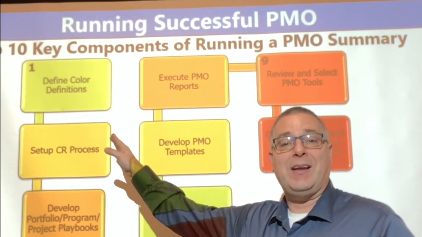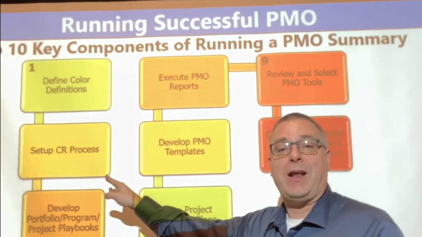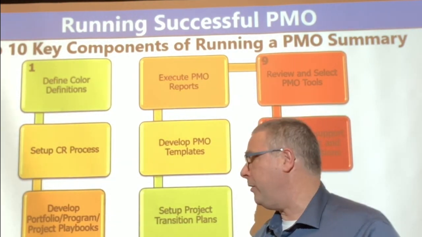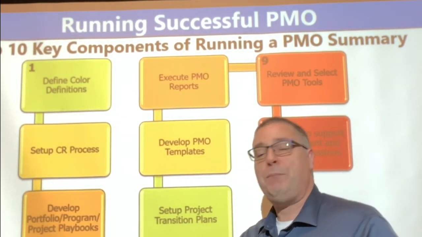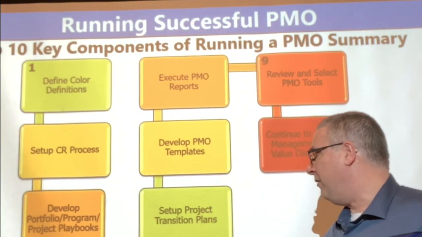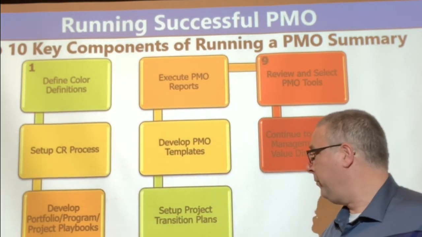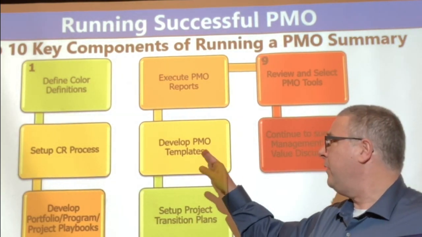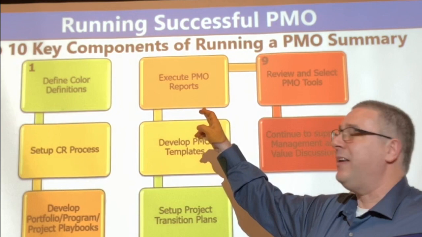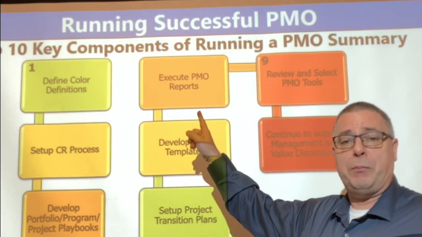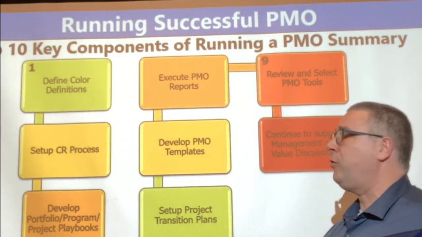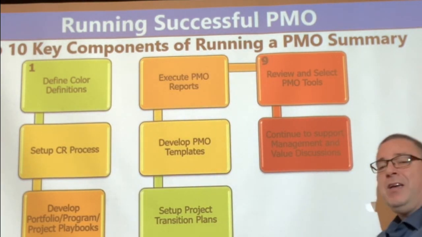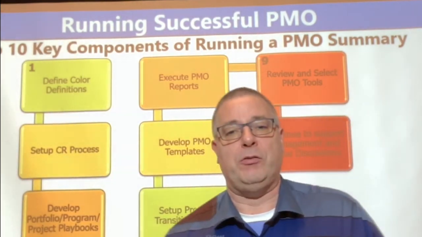Number 1, define color definitions. Number 2, set up the CR process. Number 3, develop portfolio, program, and project manager playbooks. Number 4, define PMO priority list. 5, define the PMO weekly checklist. 6, set project transition plans. 7, develop PMO templates. 8, execute on the PMO reports. 9, review and select tools. And 10, which is the most important, have that elevator speech.